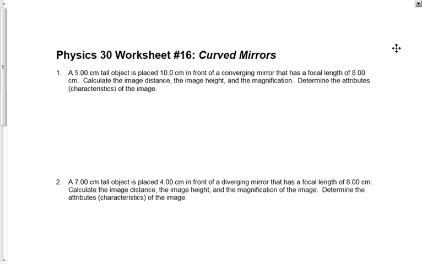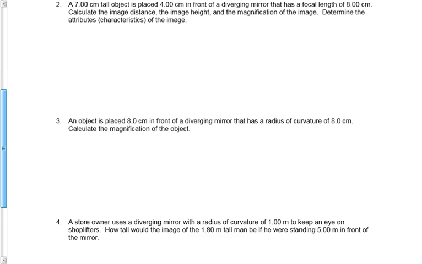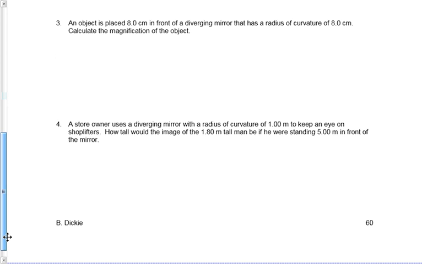Taking a look at some homework, worksheet number 16, curved mirrors. We got 3, 4, 6, and 7 we want to go over here. We'll get right at it. Number 3 says an object is placed 8 centimeters in front of a diverging mirror. Good idea, diverging mirror, to circle that and put F is a negative value.